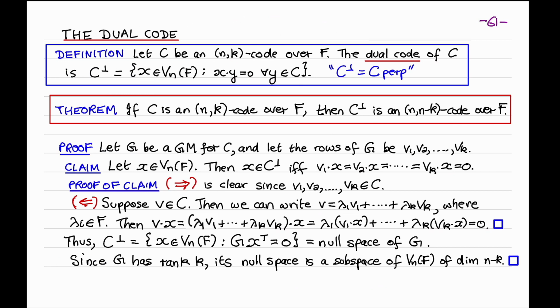So back to the proof of the theorem. We can now write C perp as the set of all vectors x such that G times x transpose equals 0. And that's because this matrix multiplication G times x transpose is precisely multiplying v1 times x, v2 times x, and vk times x. And so we observe that the set of all vectors satisfying this matrix equation is precisely the null space of G. Now, since G has rank k, its null space is a vector subspace of dimension n minus k. Hence, C perp is a subspace of V_n of F of dimension n minus k, and that proves our theorem.